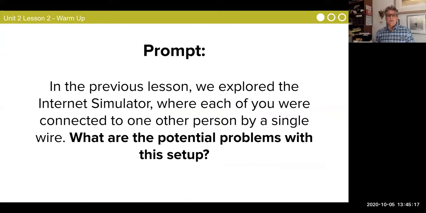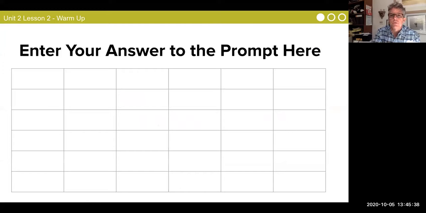In the previous lesson, last week, we explored the internet simulator, where each of you were connected to one other person by a single wire. What are the potential problems with this setup, where there are two people only connected by one wire? What are potential problems with that setup? You can put your answers here in the prompt, or you can put them in the chat.